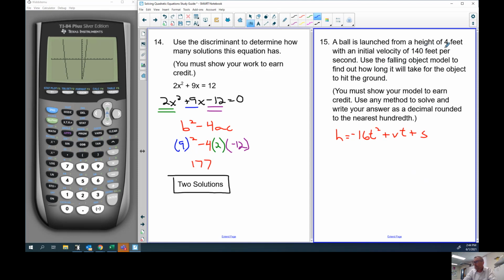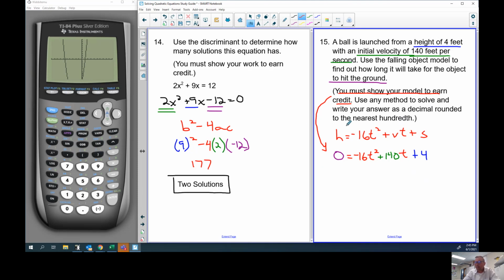S is the starting height. Do we have that? From a height of 4 feet. There we go, 4 feet. So we know that is 4. The initial velocity is v, so that's 140 feet per second. Okay, so we'll go 140 times t. And this is the effect of gravity on an object. So it's always a constant of negative 16 t squared. So that's it. We just had to plug in that 140 and that 4. And we're trying to figure out for the object to hit the ground, that means we want its height to be 0. Okay, so you must show your model to earn credit. That's it. That's the model right there.